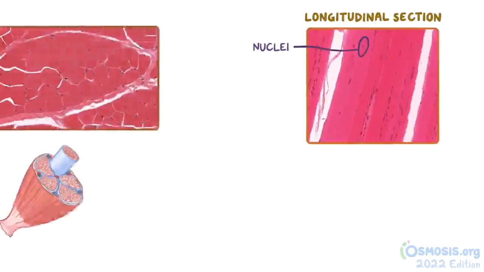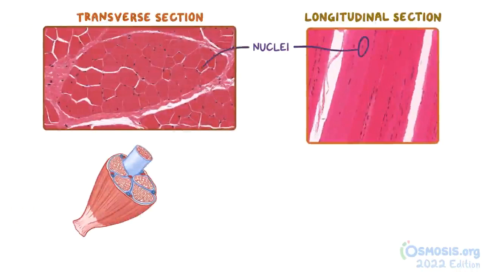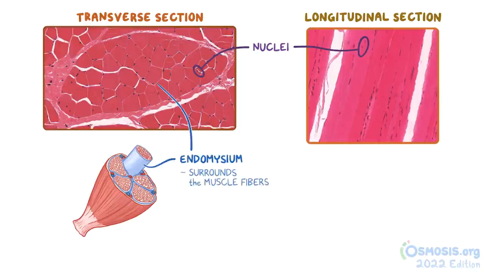With longitudinal sections of skeletal muscle, the nuclei may not always look like they're in the periphery, but with a transverse section, it's much easier to visualize. It's also easier to identify the endomysium, which is the connective tissue that surrounds the polygonal muscle fibers. The perimysium is also easier to identify, since it's an even thicker layer of connective tissue that surrounds the fascicles.